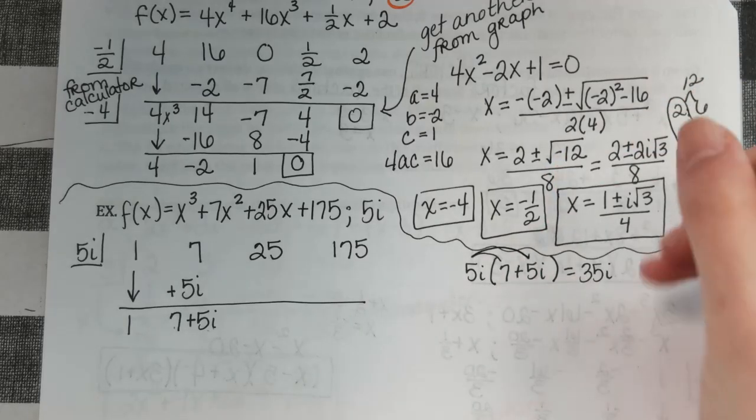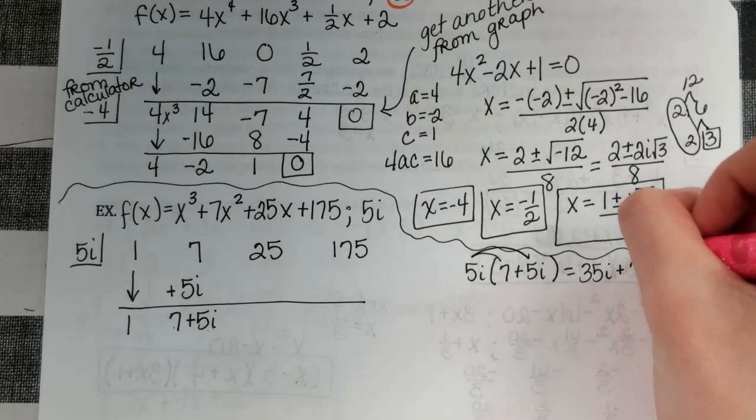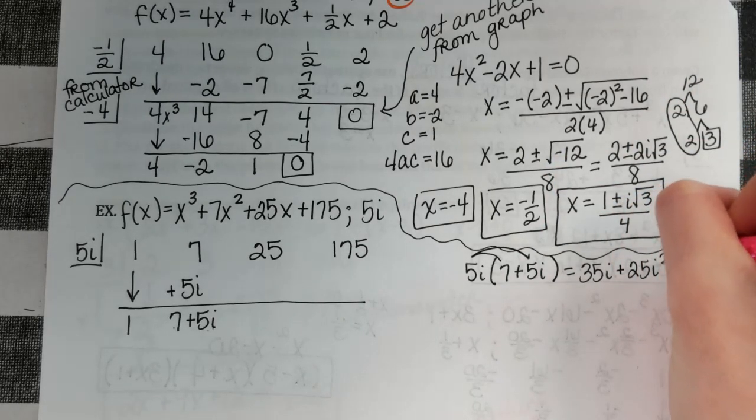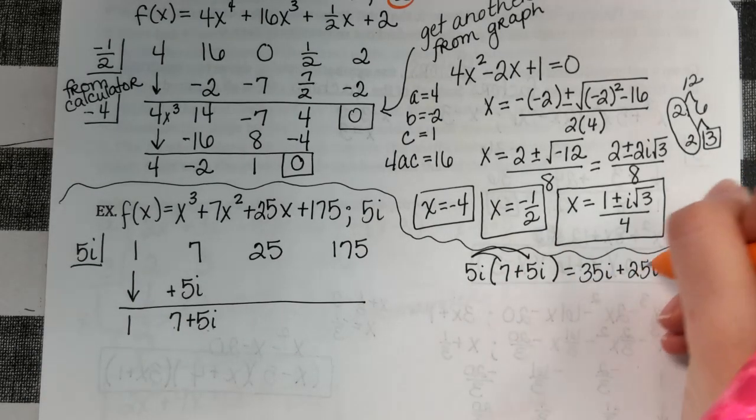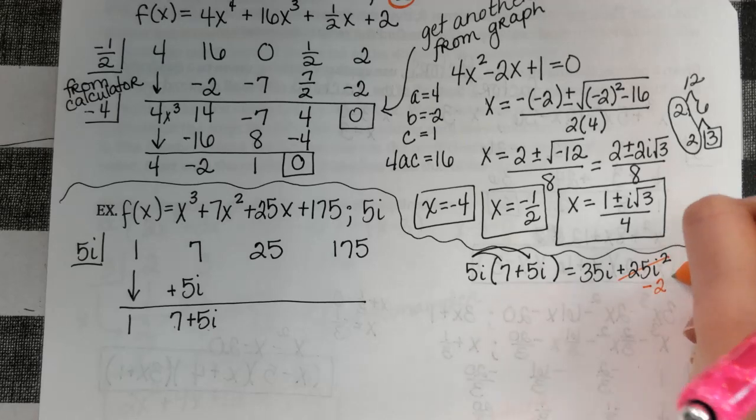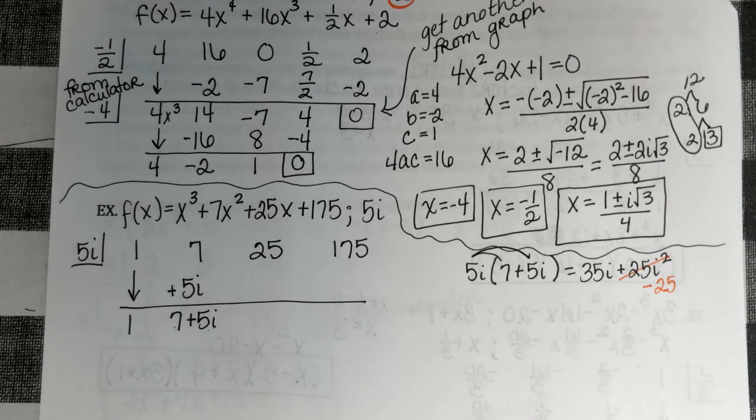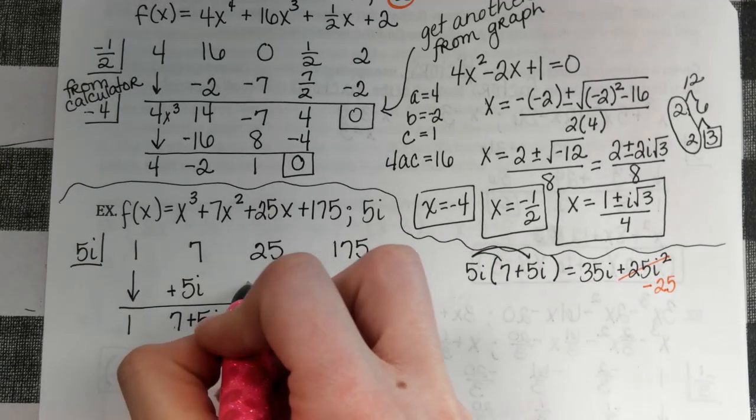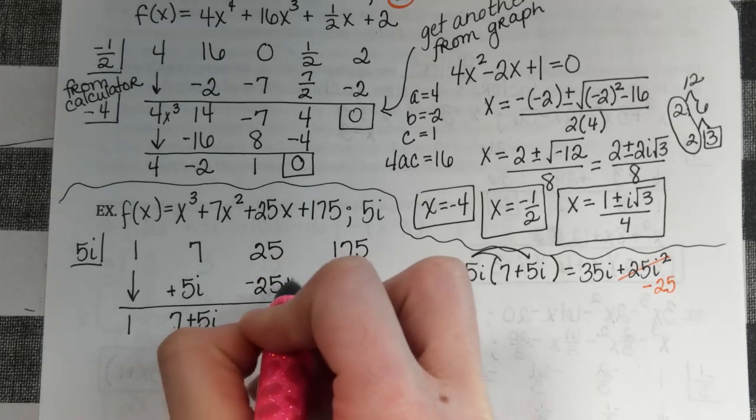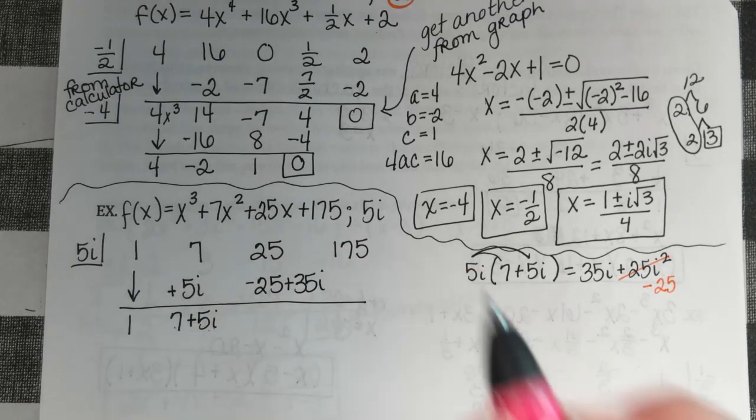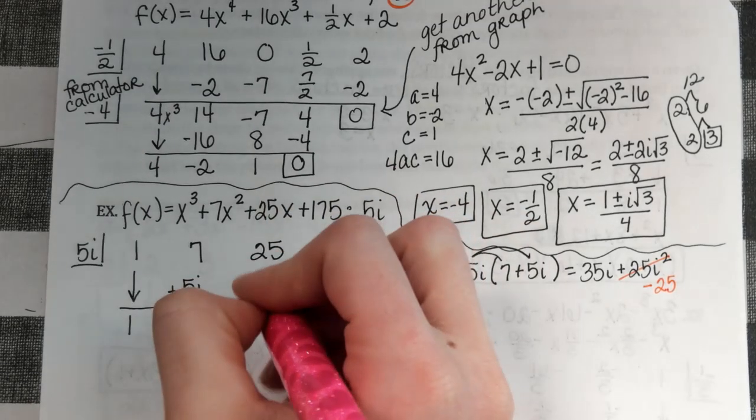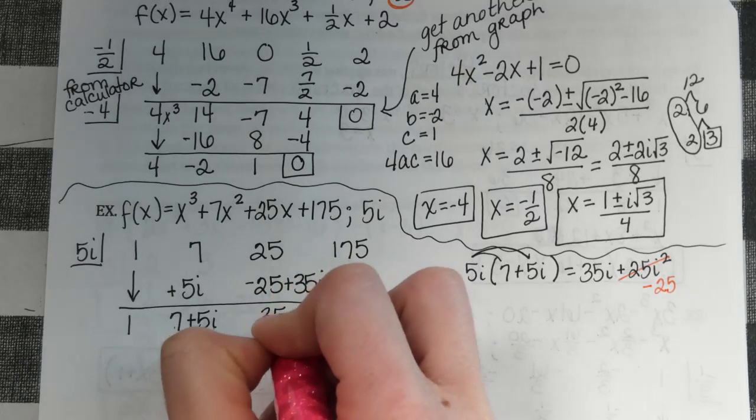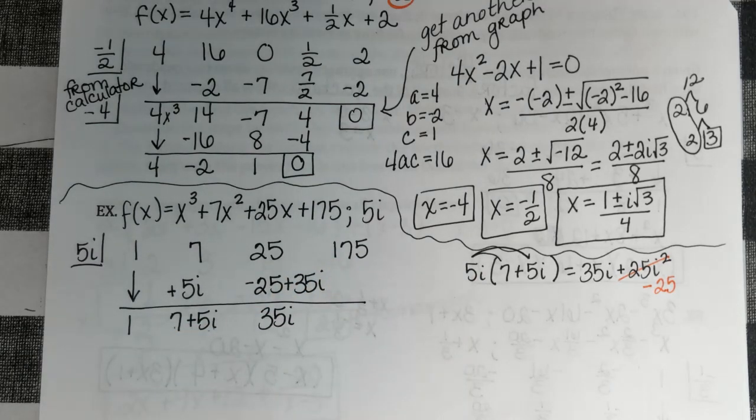5i times 5i gives me what? 25i squared. And what do we know about i squared? It's a -1. So that 25i squared is really a -25. So I have -25 plus 35i when I write it in standard form. So -25 and 25, when I combine that, cancels, and I just have 35i to write down.